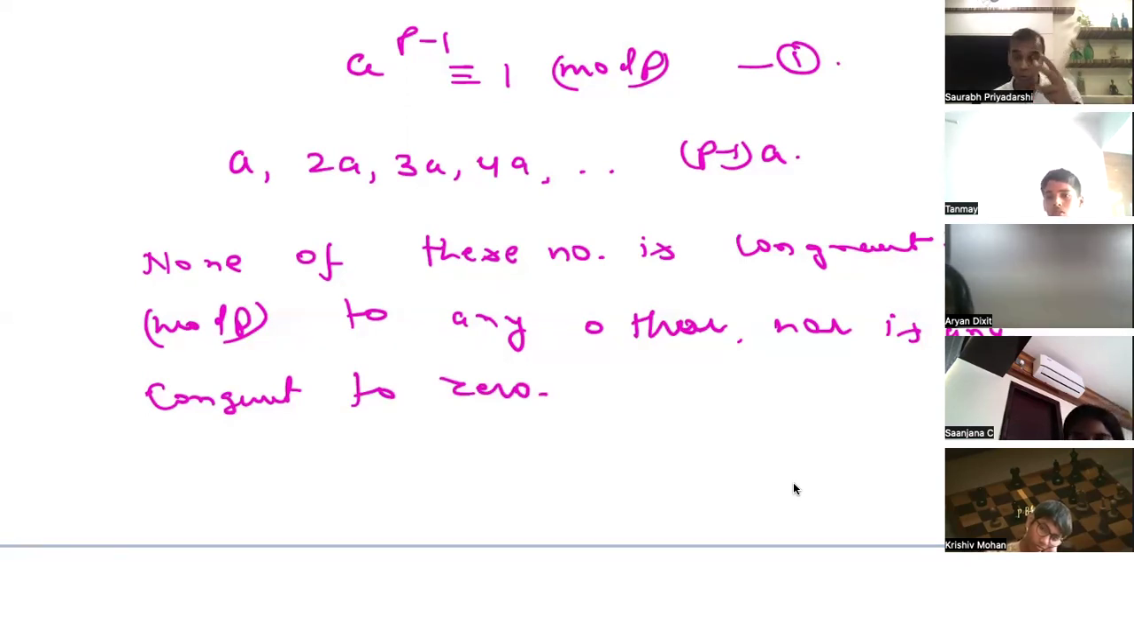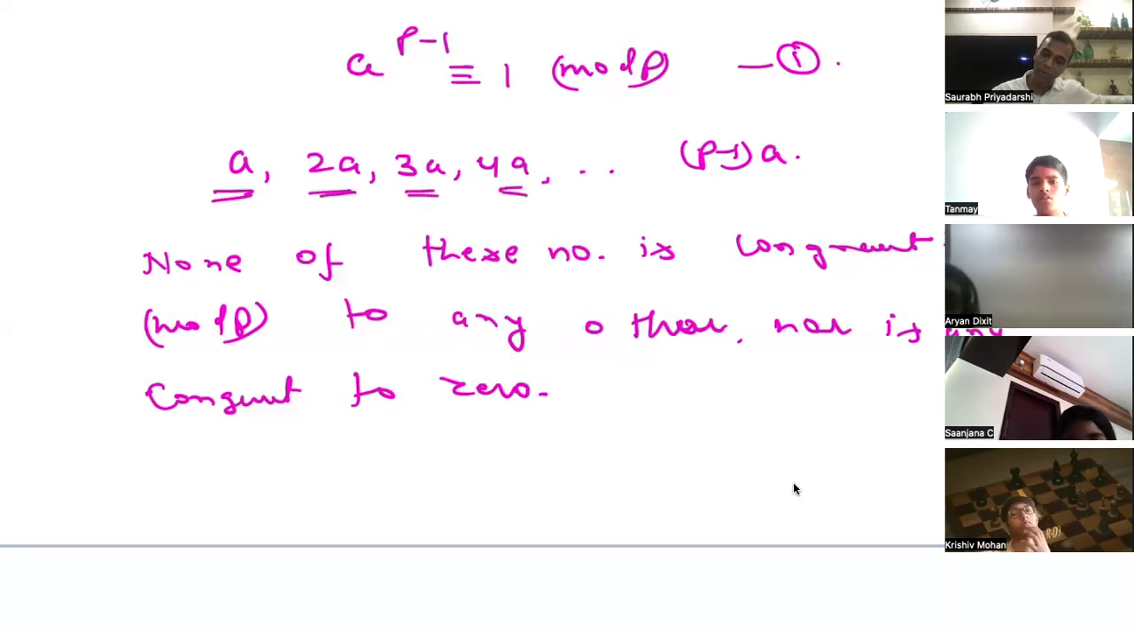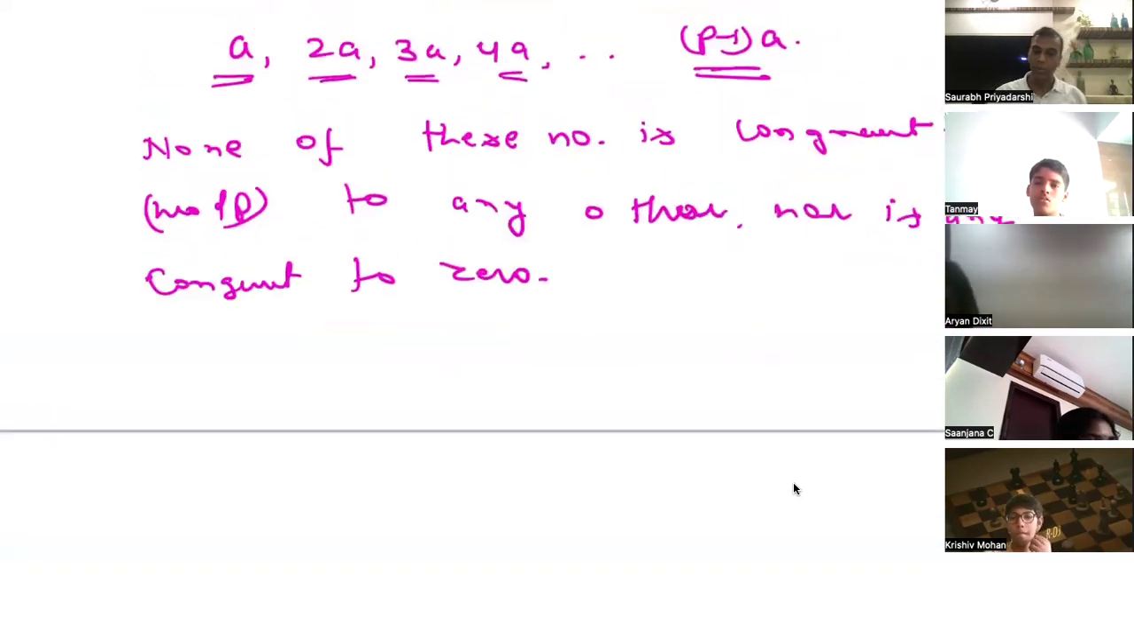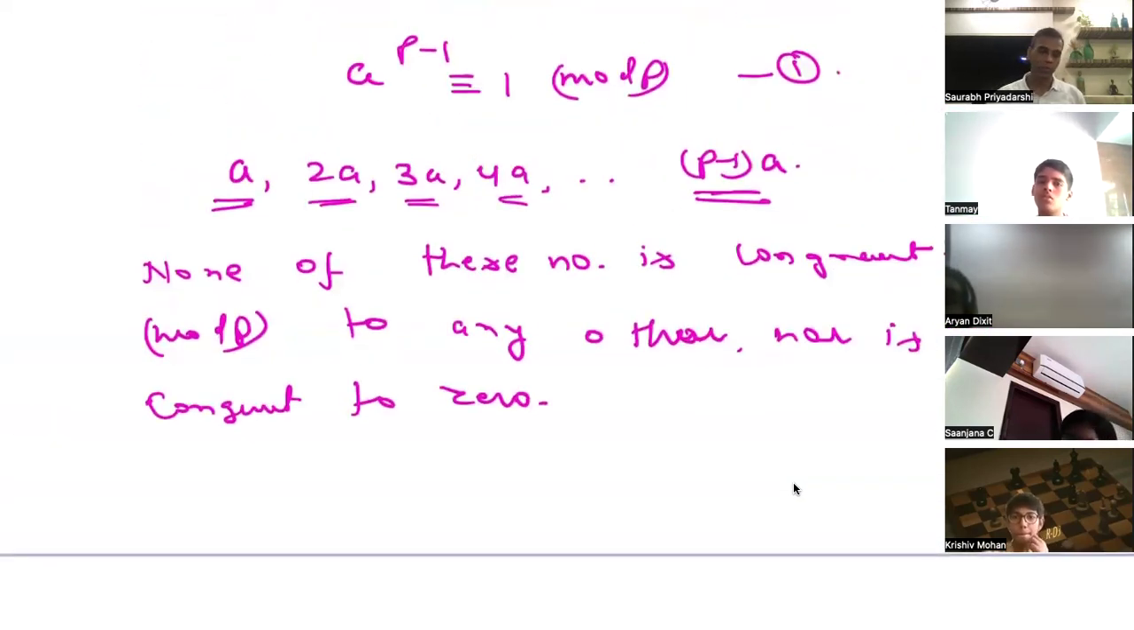IIT JEE has asked this question two times, right? But this is not in the course of IIT JEE, but they have already asked. If you divide A, 2A, 3A, 4A, up to (P minus 1)A by P, none of the remainders will be congruent to each other. Note this down first, then I'll go further.